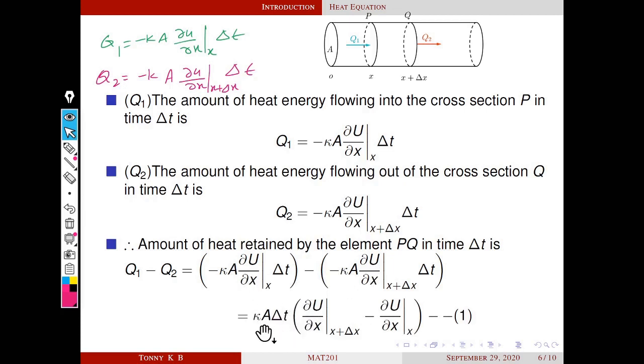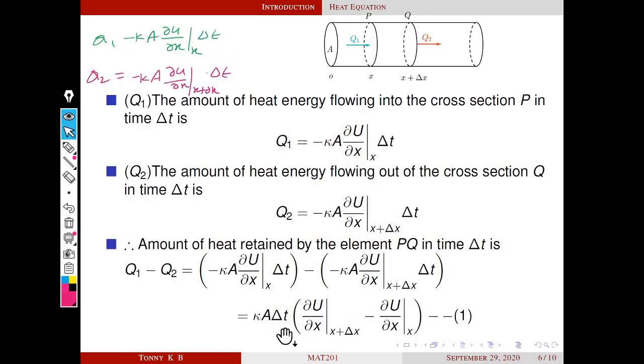So this expression becomes kappa A delta T into partial du by dx at X plus delta X minus partial du by dx at X. We denote this equation by 1. So this is the amount of heat energy retained in the segment PQ in time delta T.